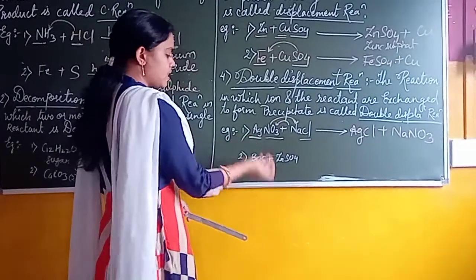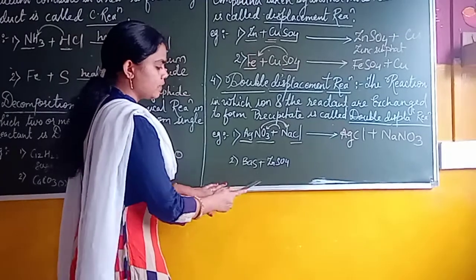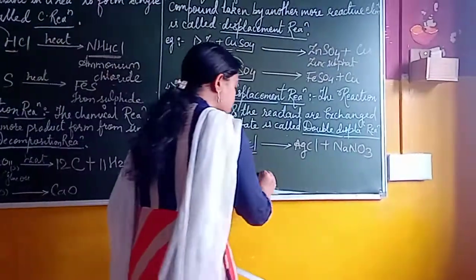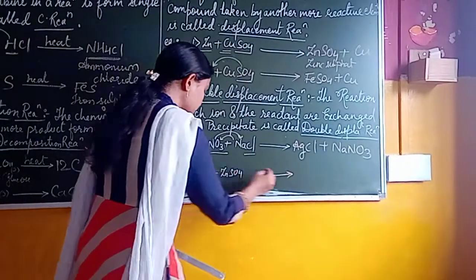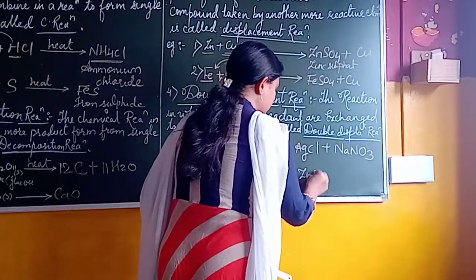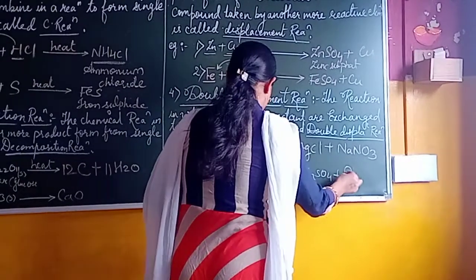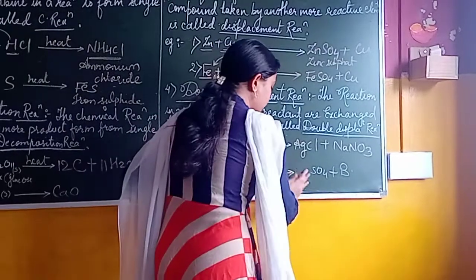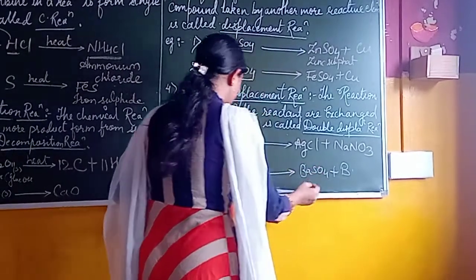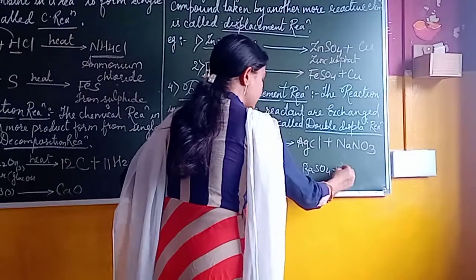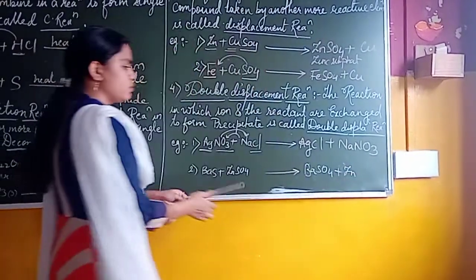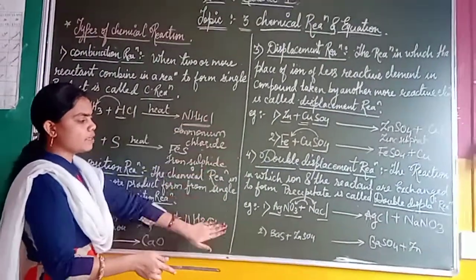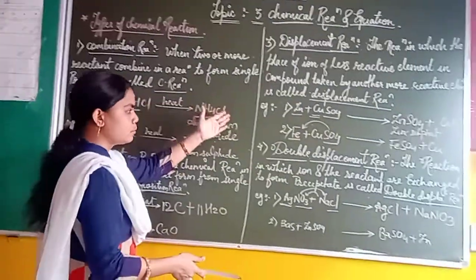Next, the same kind of example: barium sulfate plus zinc sulfate. After the reaction we get ZnSO4 plus BaSO4. Here we get the product BaSO4 plus zinc as the end product. In this way we have seen the four types of reaction, how the reaction changes from one place to another and how the product is formed.